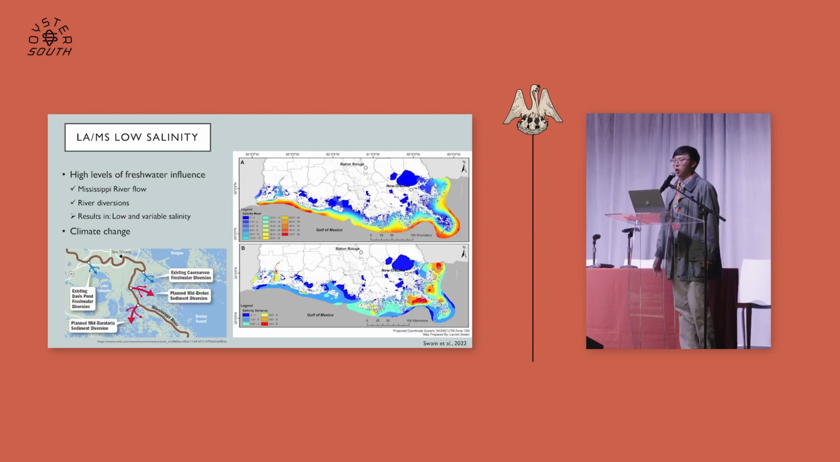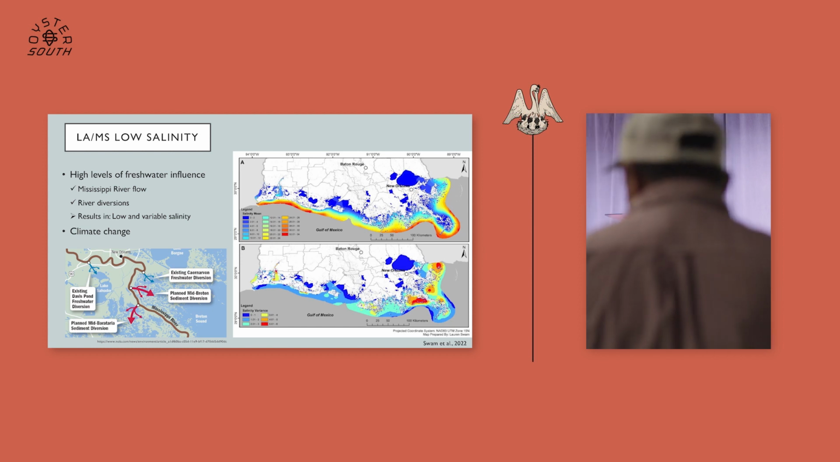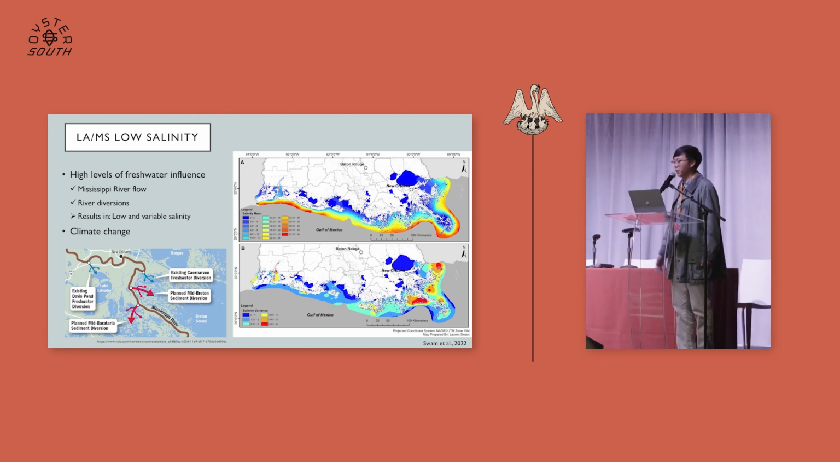So these findings are of particular concern to Louisiana and Mississippi due to the high levels of freshwater influence that these states receive. So primarily, this freshwater influence comes from the Mississippi River flow, which dumps around 600,000 cubic feet per second of fresh water directly into the Gulf between these 2 states. On top of that, man-made river diversions in Louisiana release high levels of fresh water directly into our marshes during times of Mississippi River flooding.